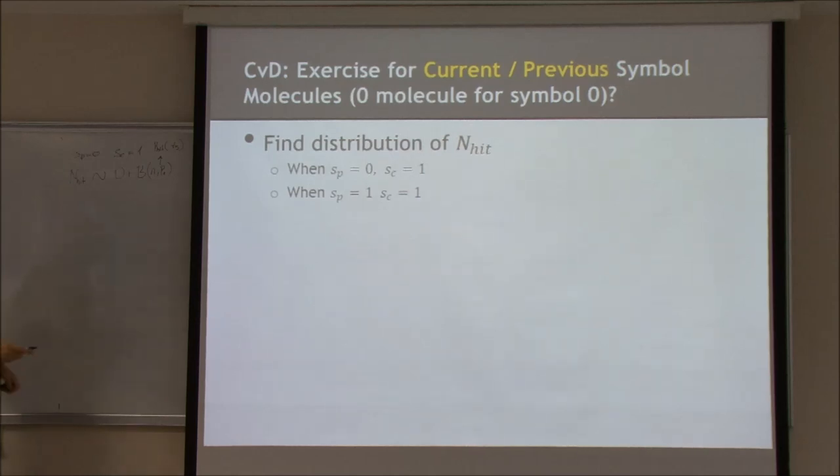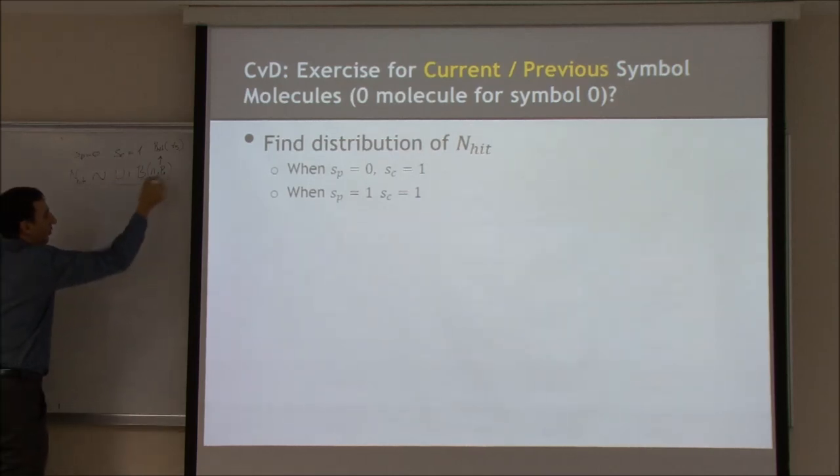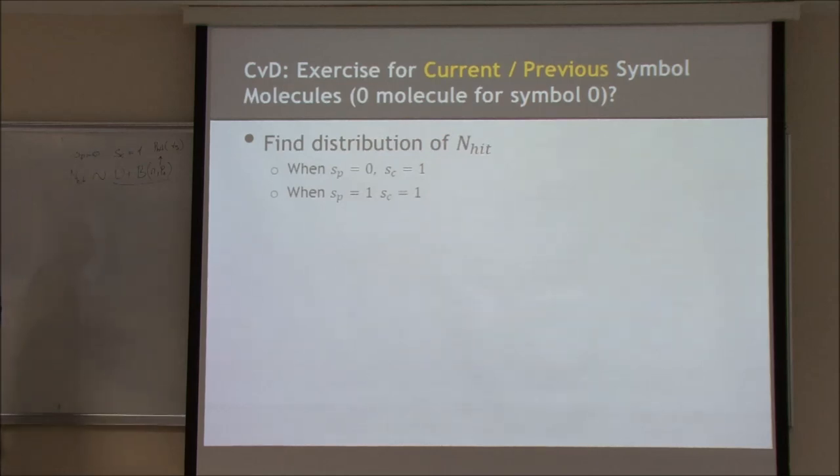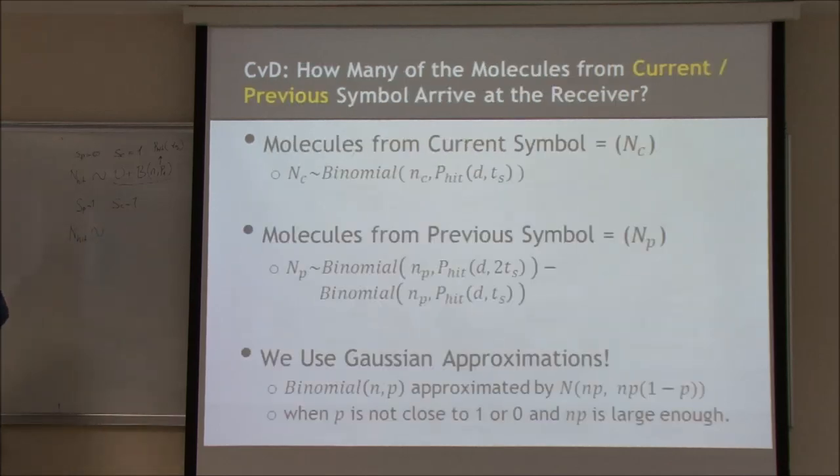Okay. So what about the next one? If the previous symbol is one, this is binomial, of course, and this is deterministic. What about the next one? The previous symbol is one, the current symbol is one. What will be the distribution of N hit? First of all, molecules from the previous one. What was that? Remember?